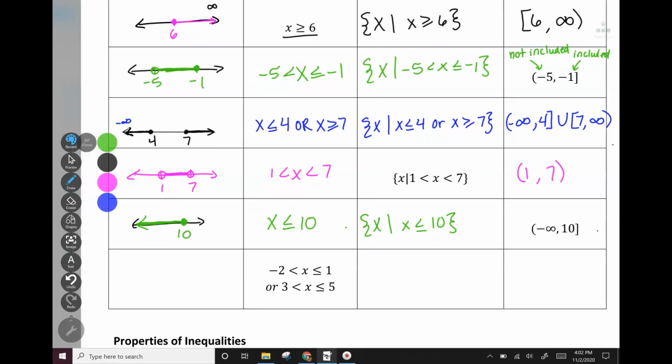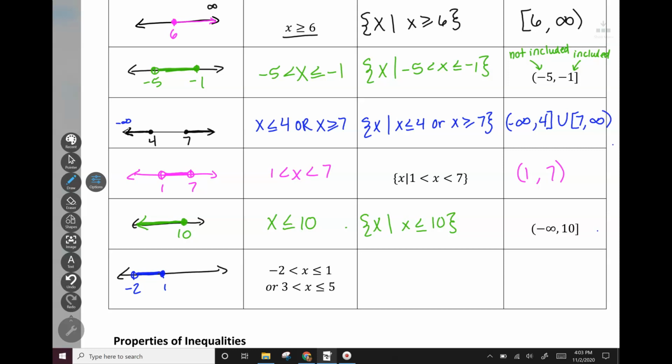Last one. Okay, so we've got another or here. And this one's actually very interesting. So let me draw my number line. Okay, so it looks like x is greater than -2, less than or equal to 1. Okay, so I've got that part shaded.